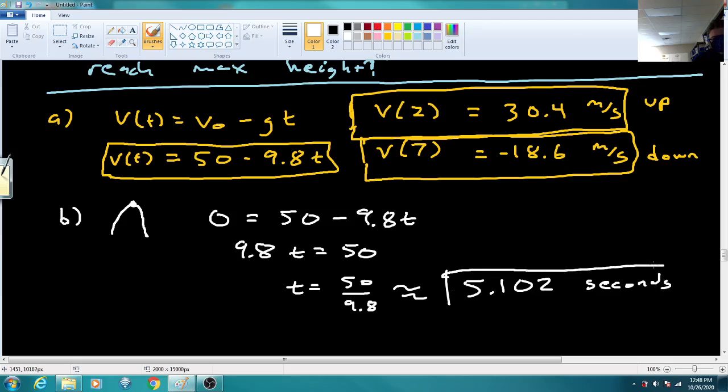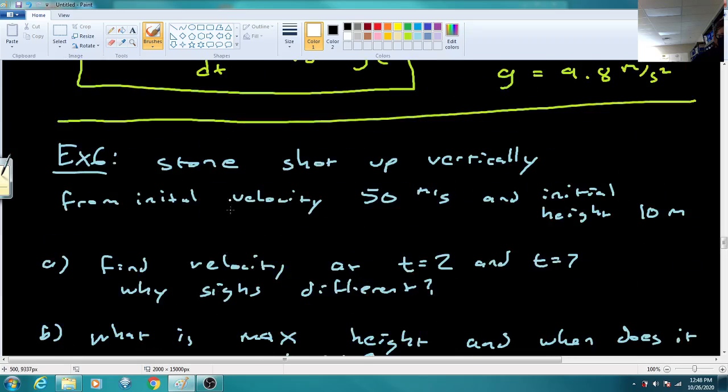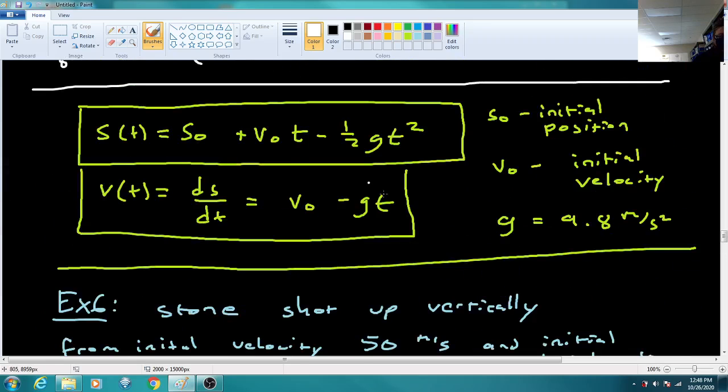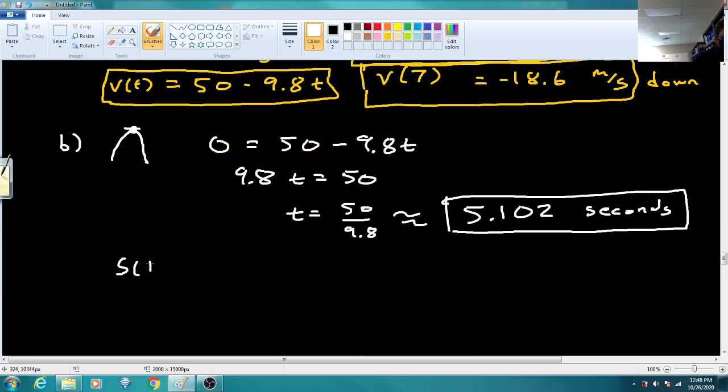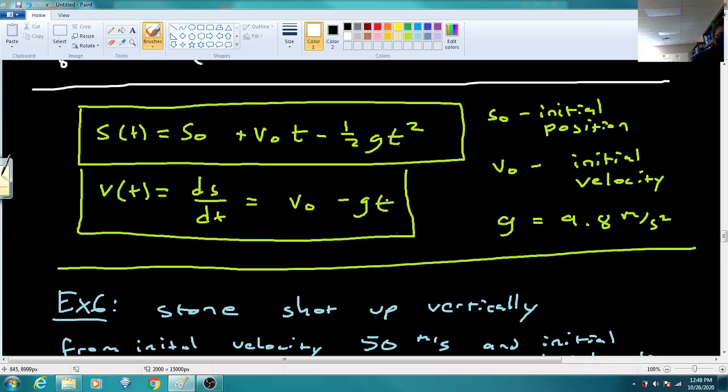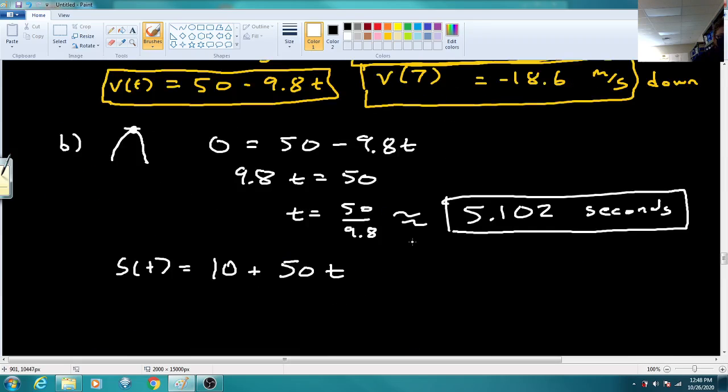So this right here is the time that we should be at the maximum height, because that's the time it takes for us to reach a point where it stops for a bit. Then it starts to fall back down. So we're going to use the position function, which is initial position, which is 10, plus initial velocity times t, minus 1/2 gt squared. So that's minus 1/2 times 9.8 times t squared.